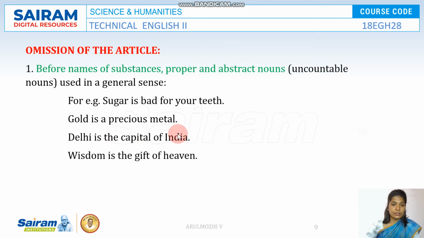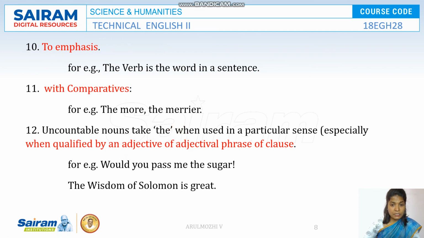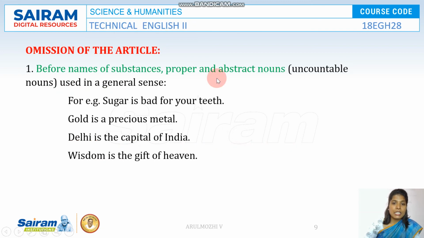Uncountable nouns, when you are very particular about a certain uncountable noun, then you can use the before it. Would you please pass me the sugar? You mean the particular sugar which is on the table. The wisdom of Solomon is great. But if you use uncountable nouns in a general sense, an abstract noun in a general sense, then you don't use any article before it.